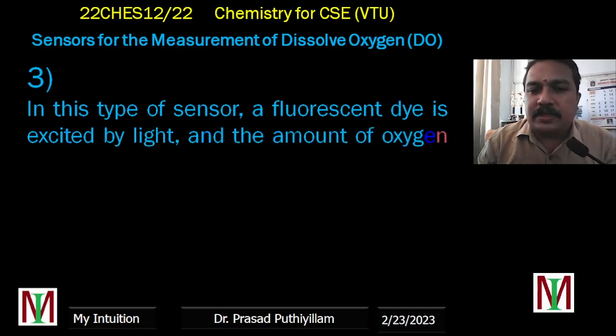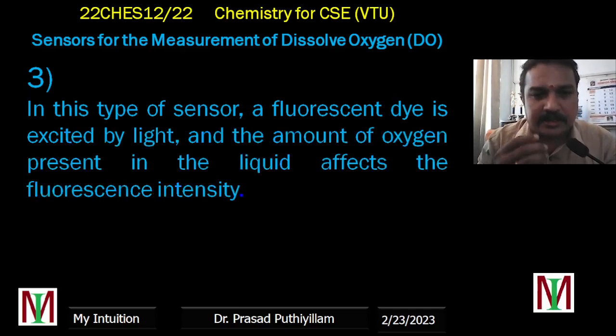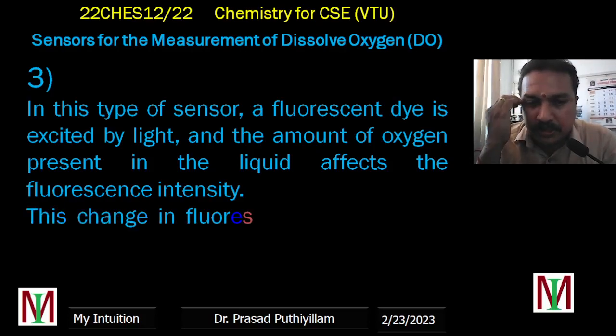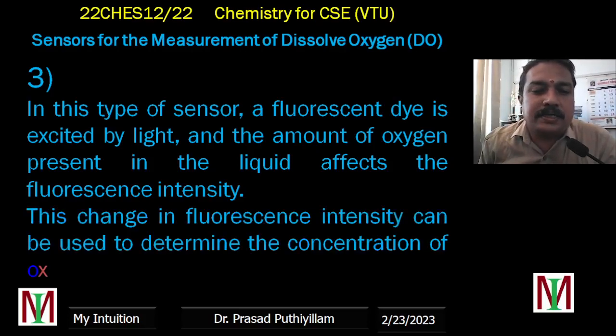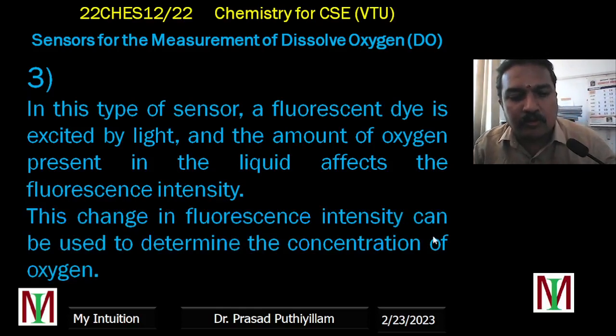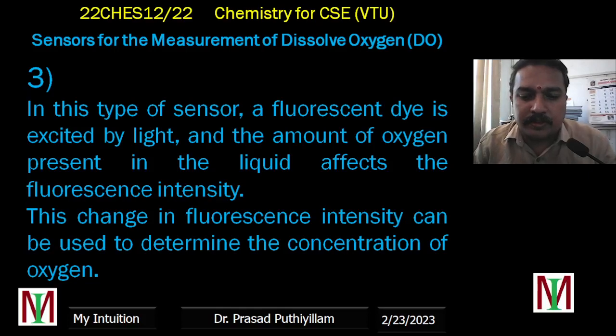In this type of sensor, a fluorescent dye is excited by light, and the amount of oxygen present in the liquid affects the fluorescent intensity. So the amount of oxygen present in the liquid affects the fluorescence intensity and it can be measured. So this changing fluorescence intensity can be used to determine the concentration of oxygen. Okay, so I'll continue.